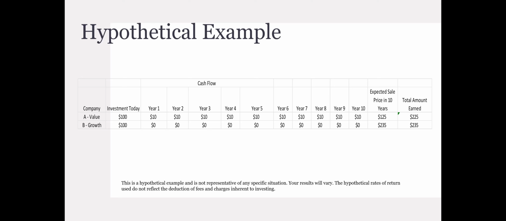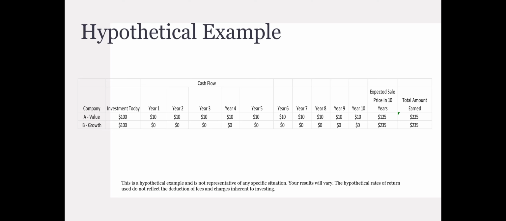And then at the end of that 10-year period, there's a reasonable expectation that the company could be sold for $125. So when we think about the cash flow, those dividends are occurring each and every year for the first decade. Total amount earned on that investment would be $225.